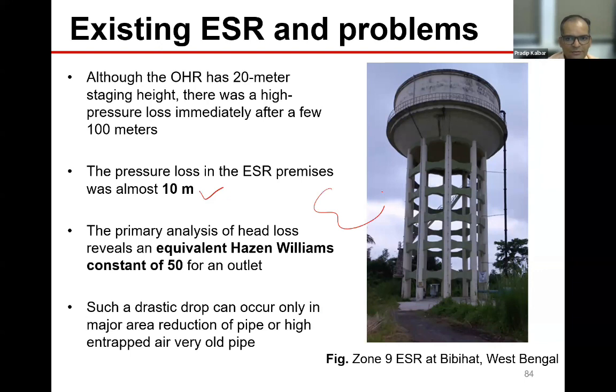What I'm saying is, if this is the premises of the ESR and this is the tank, the branching will occur only after the premises, but because of this huge head loss in the single outlet, we observed a tremendous amount of head loss in the premises, 10 meters. So your tank is basically operating at this level. The head is not utilized. We are basically wasting the head. So these are simple findings you can have.